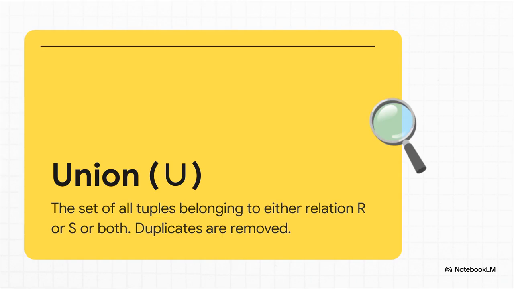First up, we have union. The easiest way to think of this is as the OR for tables. It gives you a single new table with every row that's in table R or table S, and as a bonus, it automatically gets rid of any duplicates for you.